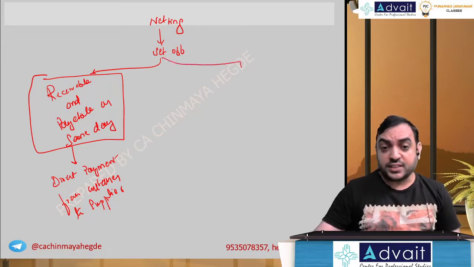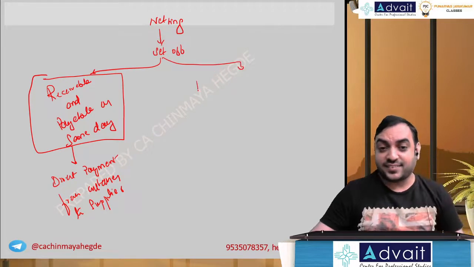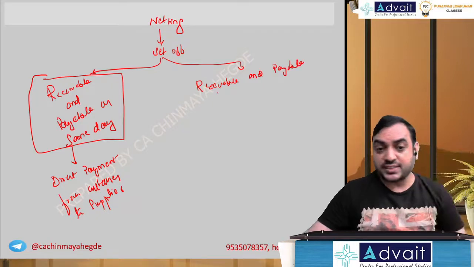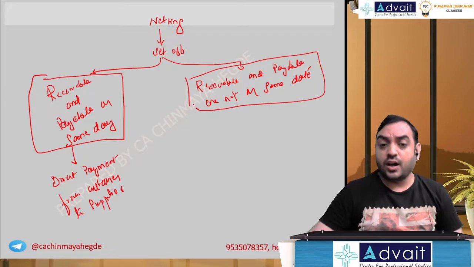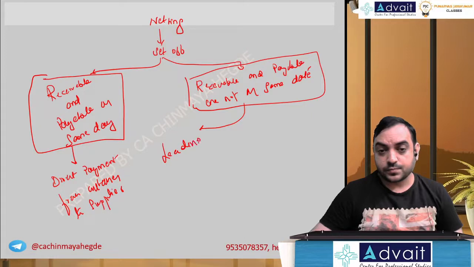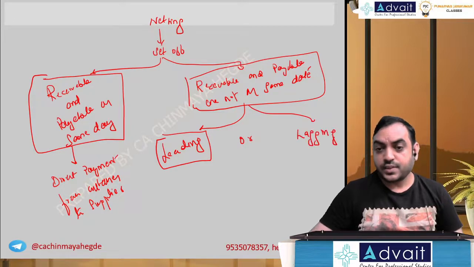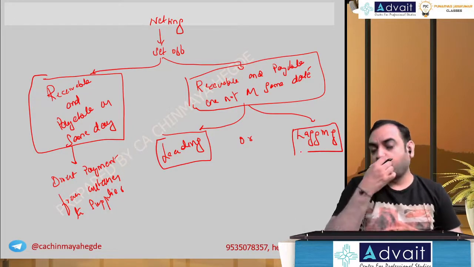But what if receivable and payable are on different dates? Receivable and payable are not on the same date. Then we have two alternatives available. Either we do leading or we do lagging. Let me explain. What is this leading or lagging?